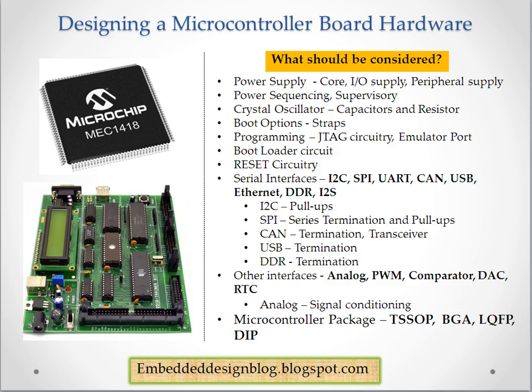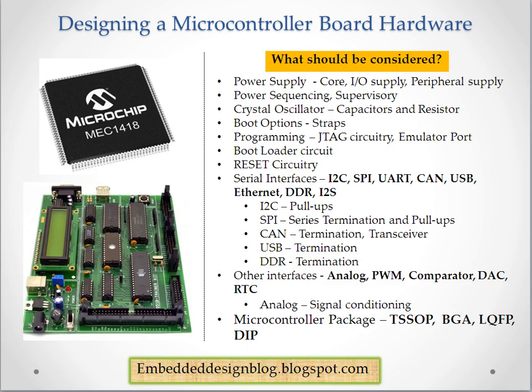Moving further, other than the serial interfaces, there are interfaces like analog, which we call ADC, PWM (pulse width modulation), the comparator, DAC (digital to analog conversion), and RTC (real-time clock). For analog, you generally look at signal conditioning. What is meant by signal conditioning here is, when you have a sensor that operates at 12 volts and you need to connect it to your microcontroller, which operates at 3.3, you need to down convert and also impedance match the circuitry. We will talk about impedance matching later. That signal conditioning is what is required for analog.